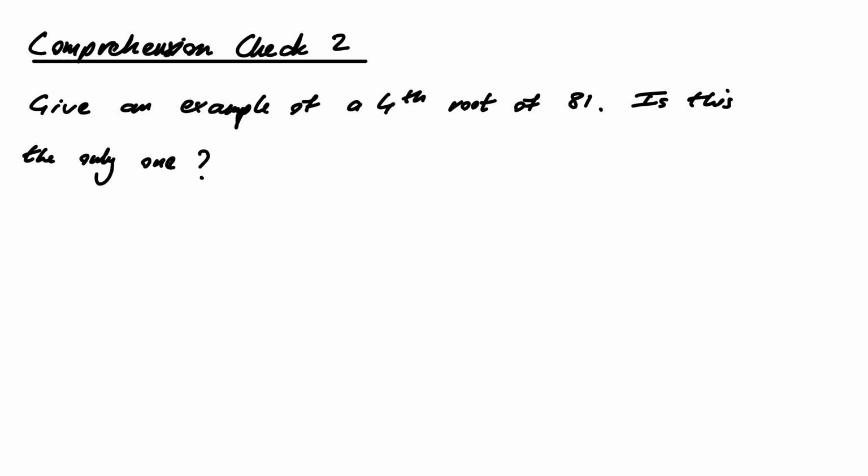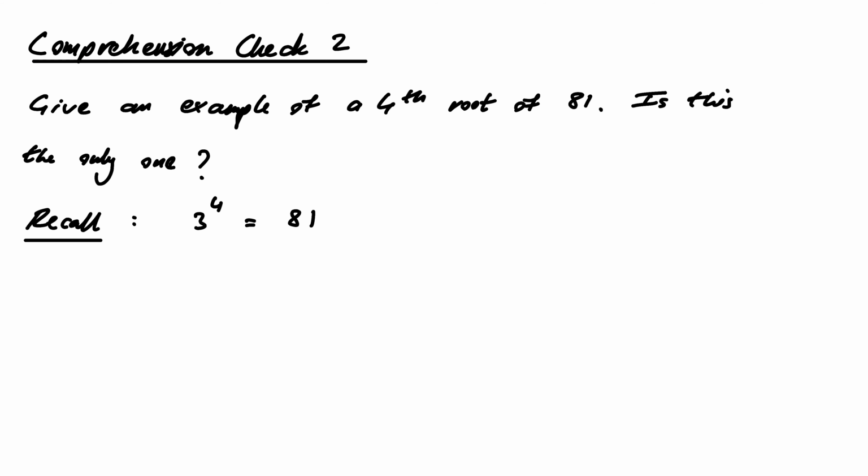We want to give an example of a fourth root of the number 81. And then we want to ask ourselves, is the example that we find the only possible one? Let's recall that in the previous comprehension check, we actually have something which looks really good. Recall that we've just seen that 3 to the power 4 is equal to 81. That was just by directly checking it.